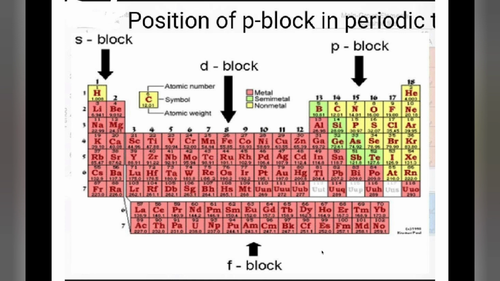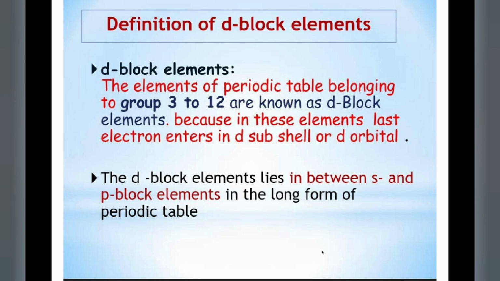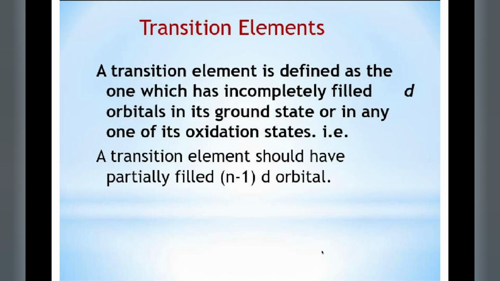Next we will give a definition for D block elements. So, what exactly are D block elements? As I already said, elements belonging to groups 3 to 12 are known as D block. Why are they called so? Because for the elements belonging to these groups, the last electron goes to the D subshell or D orbital. And as we saw in the figure, D block elements are seen in between the S and P blocks in the long form of the periodic table.